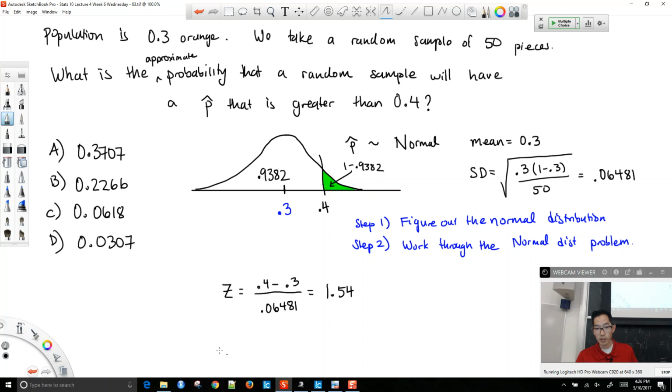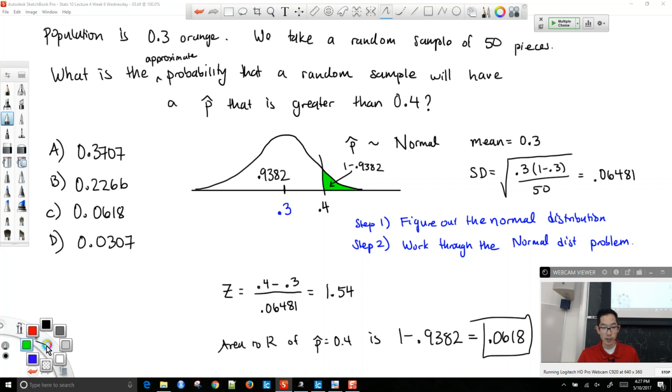So the area to the right of 0.4, which is what I want, area to the right of p-hat equal to 0.4 is 1 minus 0.9382, which equals 0.0618. And that's our answer. Okay.